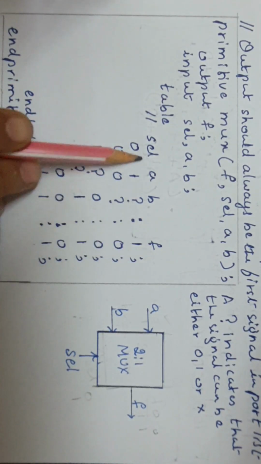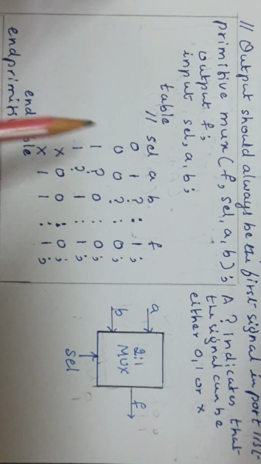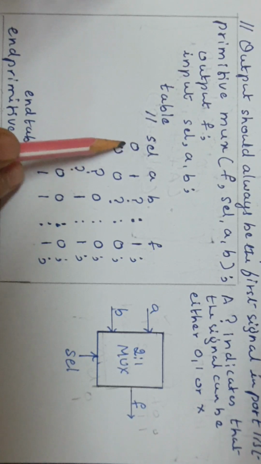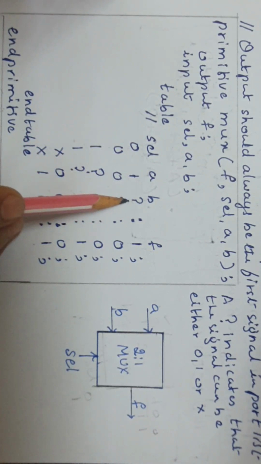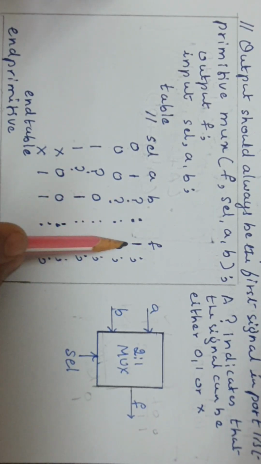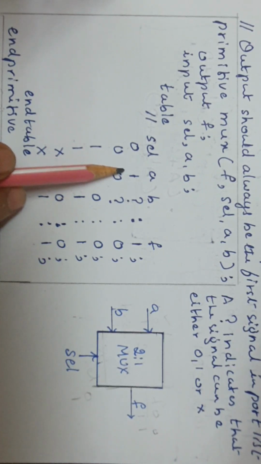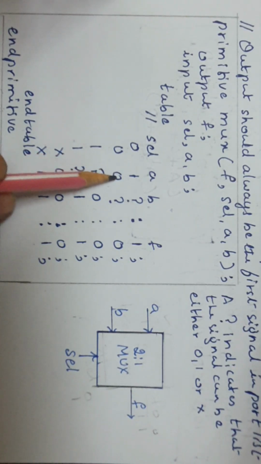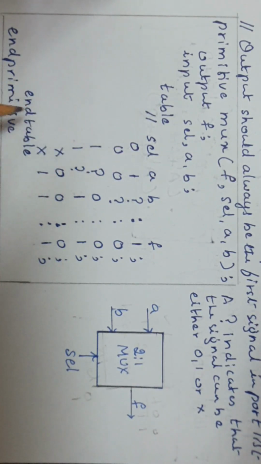We have written here SEL, A, B and F columns. There are 4 columns. So when the SEL signal is 0, if A input is 1, whatever the value of B input, F will be 1. So same as A. That is the behavior of the 2:1 mux we are implementing in the form of a relation between inputs and outputs between table and end table.